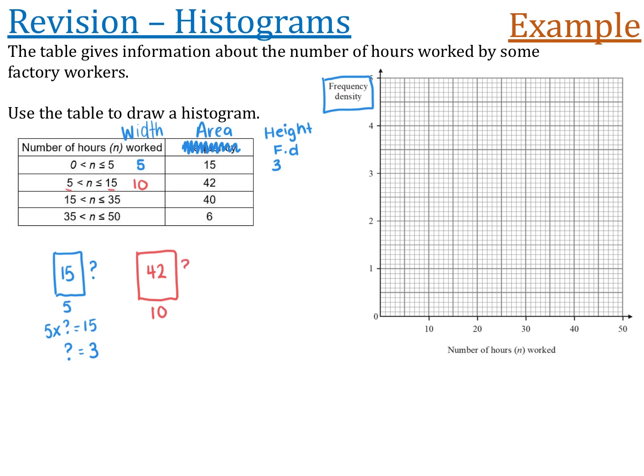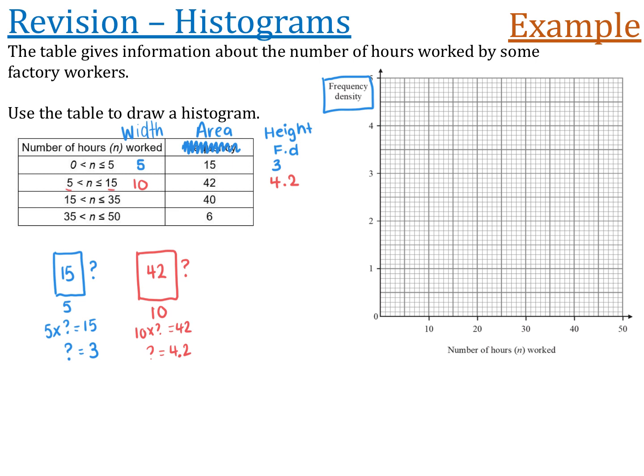So I want to find out how tall this is going to be, or the height. So 10 times by something gives me 42. So my question mark is going to be 4.2. My frequency density, or my height, is going to be 4.2.